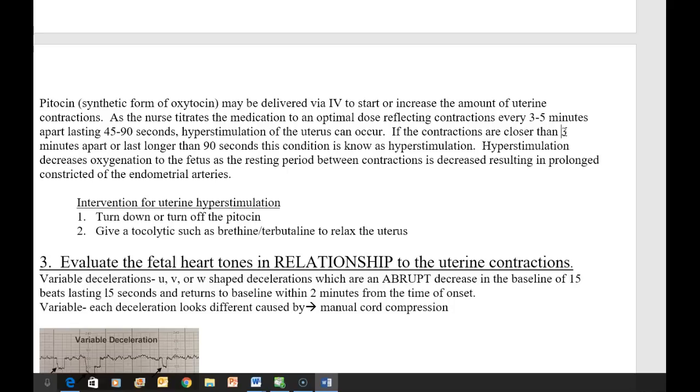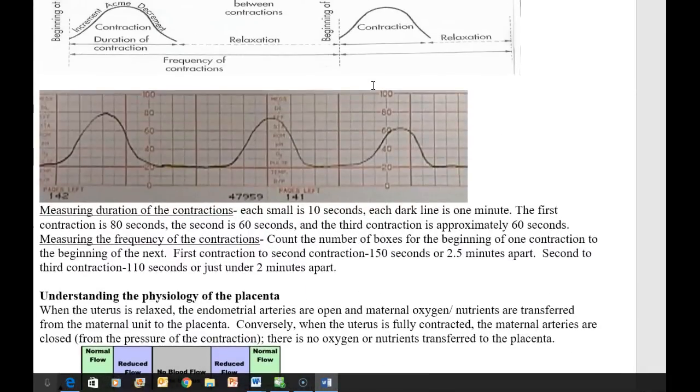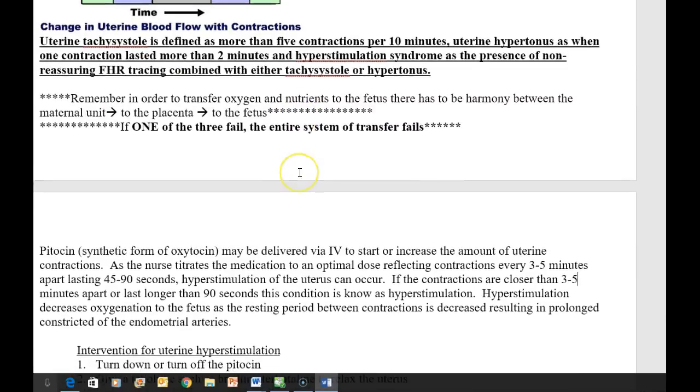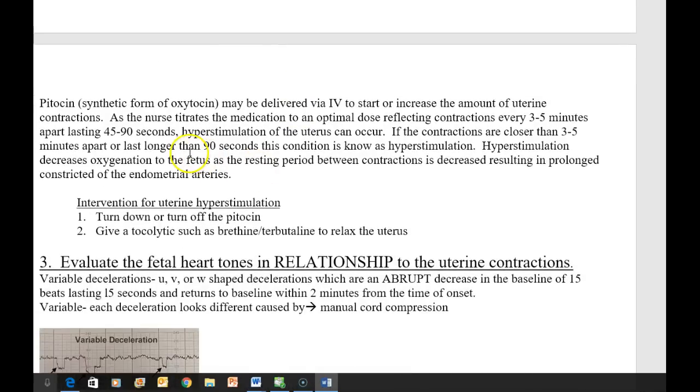contractions to be greater than every 3 minutes if you were giving someone Pitocin, lasting only 45 to 90 seconds. If it was greater than every 3 minutes, like we have in this strip here, these are every 2 minutes, that would be hyperstimulation, and it didn't give the baby enough resting time. So we would not give the mother more Pitocin, which is a form of oxytocin, because we know that it could cause hypoxia for the baby.